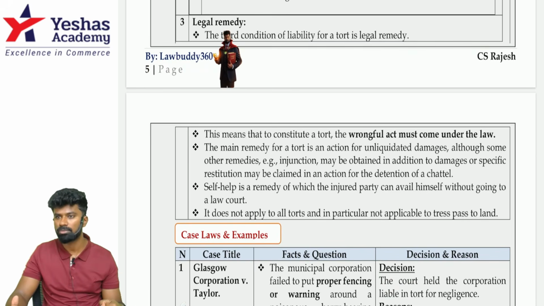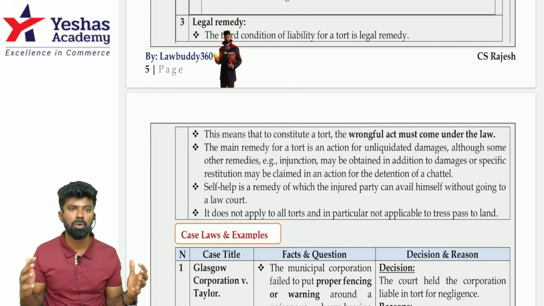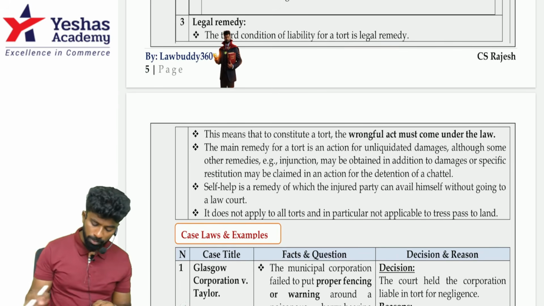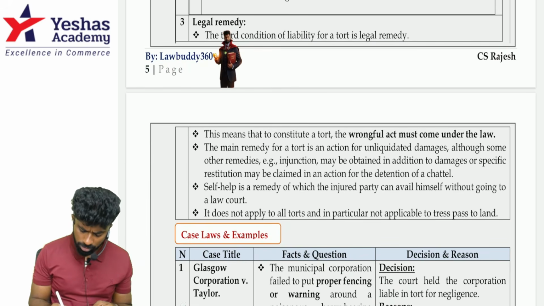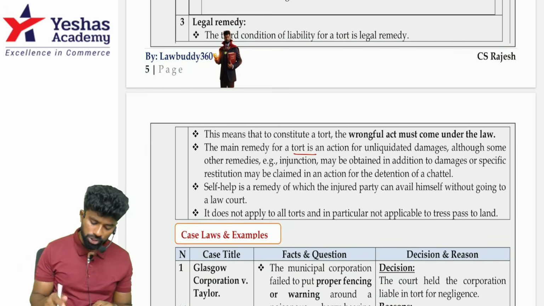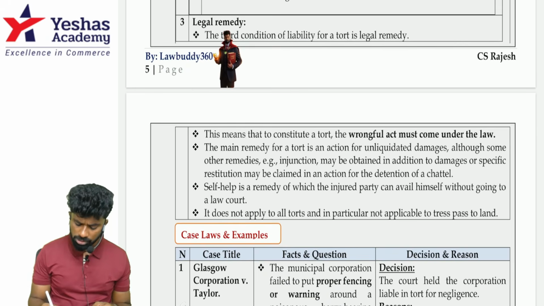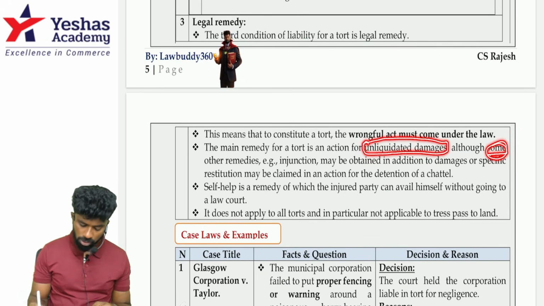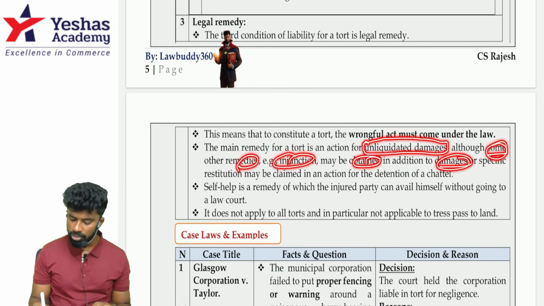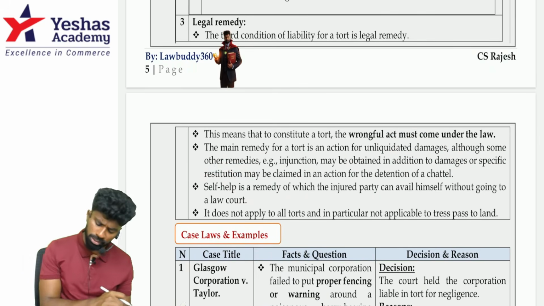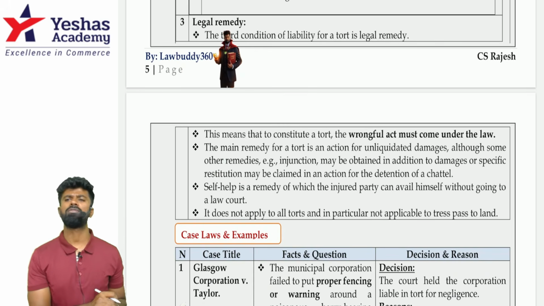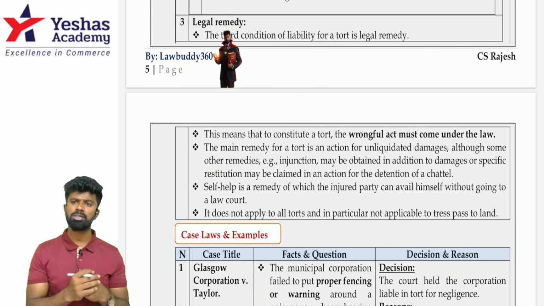Are we clear with this? The main remedy for a tort is an action for unliquidated damages. Although some other remedies like injunction may be obtained in addition to the damages, or specific restitution may be claimed in an action for the detention of chattels. What is detention of chattel?